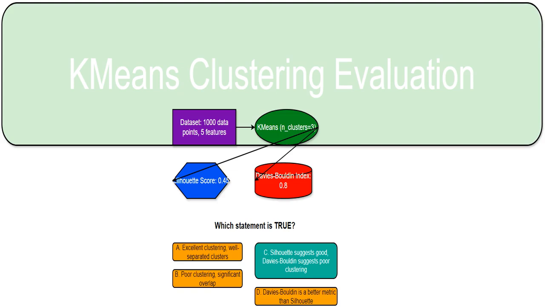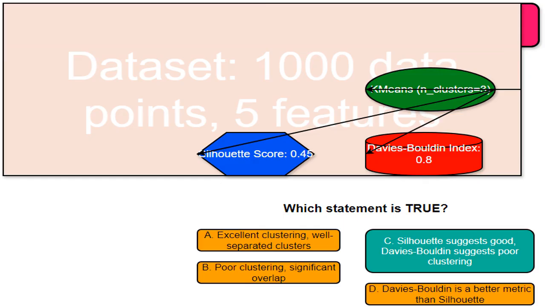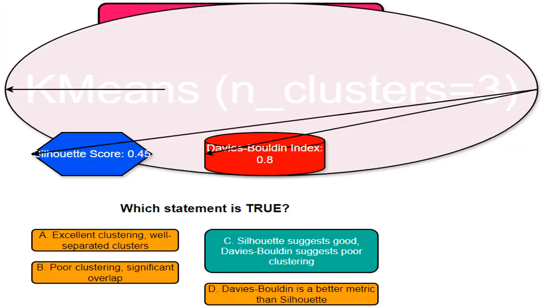I'm evaluating the quality of a K-means clustering result. K-means is a popular algorithm that groups similar data points together. This evaluation helps me understand how good the groupings are. I'm working with a dataset containing 1,000 individual data points. Each data point has 5 characteristics or features that I'm using to group similar points together. I used the K-means algorithm and told it to create 3 separate groups or clusters from the data. The n_clusters equals 3 part means I've specified that I want 3 final clusters.